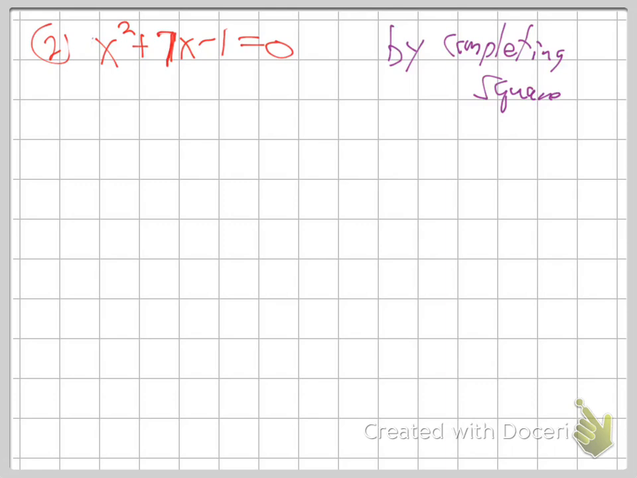Anybody remember anything? No. What do we do? Yeah, half of the middle term squared. Yeah, I would probably start by first moving this 1 over. You don't have to. But yeah, you've got the right idea, Charles. That's it. So I'm going to move that negative 1 over, becomes a positive 1. Just create a blank. So remember, step 1, get a blank.